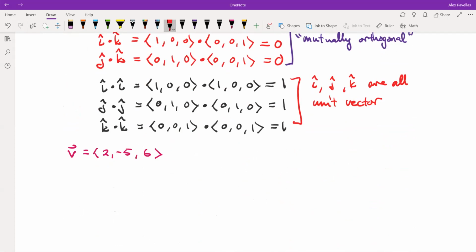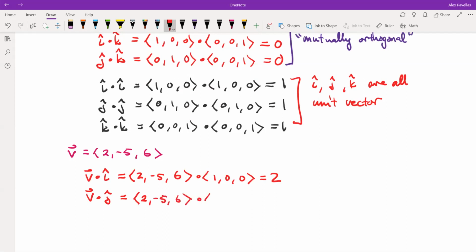Well, what's v dot i? So v dot i would be (2, -5, 6) dotted with (1, 0, 0). So that's 2, right? 2 times 1 plus 0 plus 0. All right, so that's 2. And then what's v dot j? Not surprisingly, v dot i just gives you the x component of the vector. v dot j would be (2, -5, 6) dotted with (0, 1, 0). And so that would be 0 plus negative 5 times 1 plus 0, so that's negative 5. And the dot product of v and j gives you the y component of the vector.